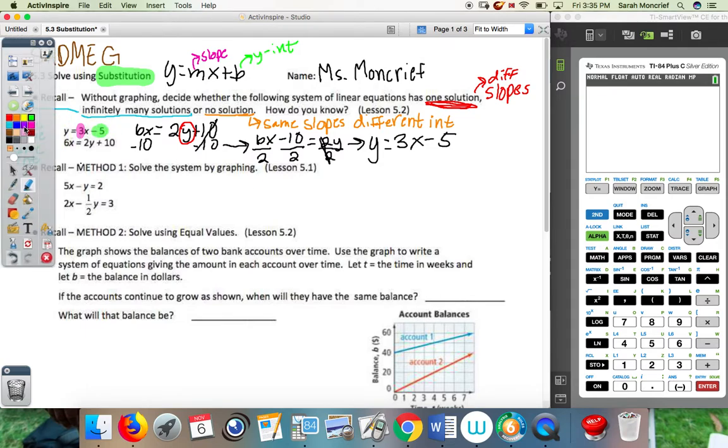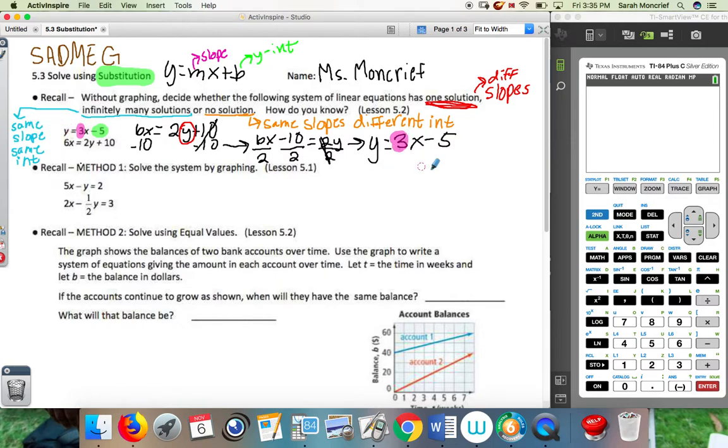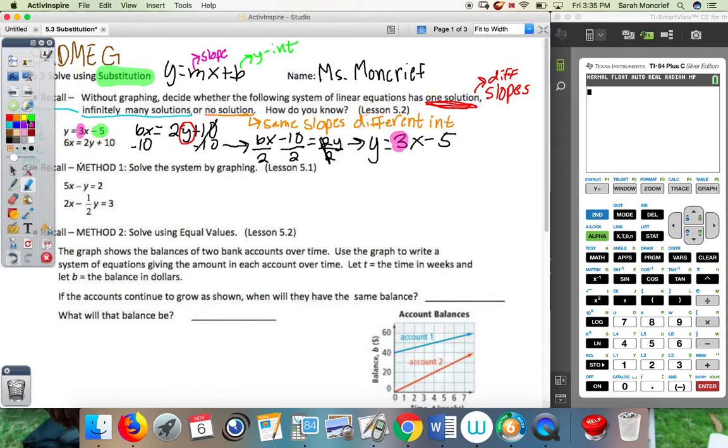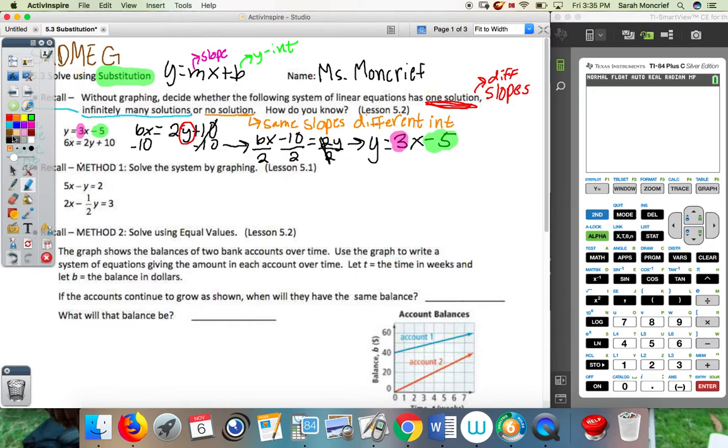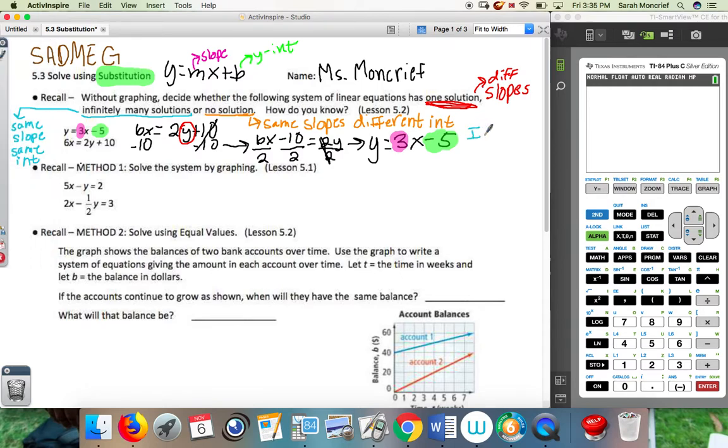Now let's look at the one we just solved. My m over here is 3. So far they have the same slope, so we're down to infinitely many or no solution. And what's my b? Oh my gosh, it's negative 5. So these have the same slope and same y-intercept, so they are the same line, which means they have infinitely many solutions. So the answer to this one is infinitely many solutions, or IMS. This was our answer.